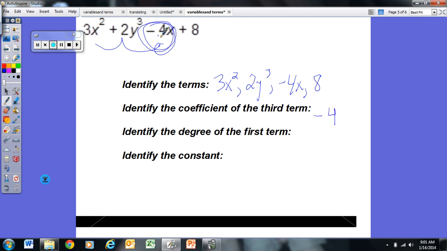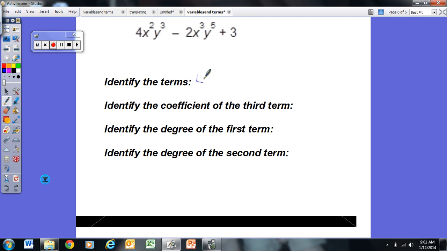Again, the negative sign goes with the 4. It's a -4. Identify the degree of the first term. Well, here's the first term, and the number above it is a 2, so the degree is 2. The constant in this problem is 8.